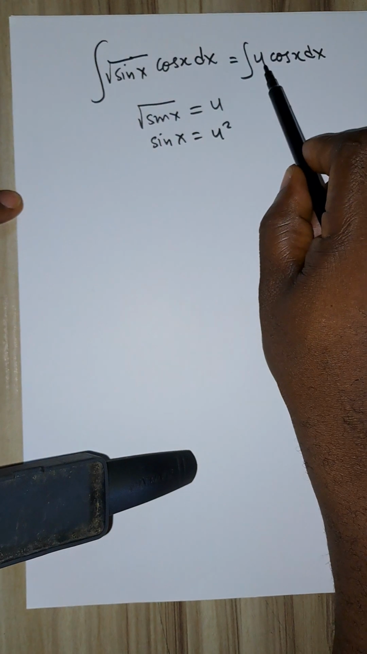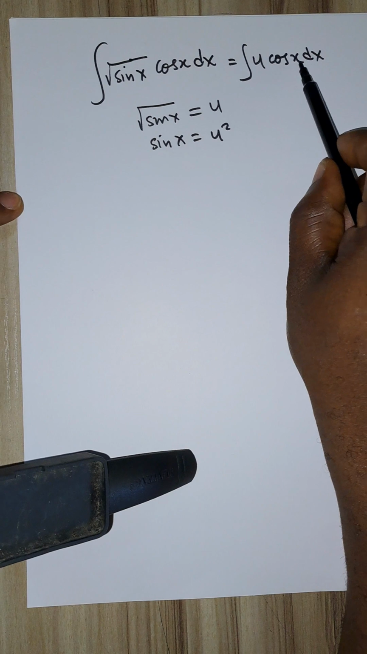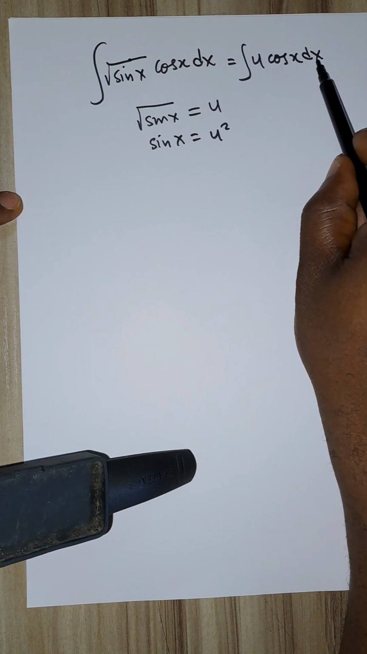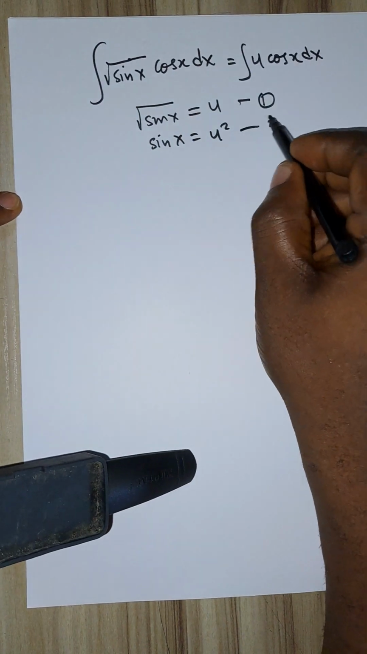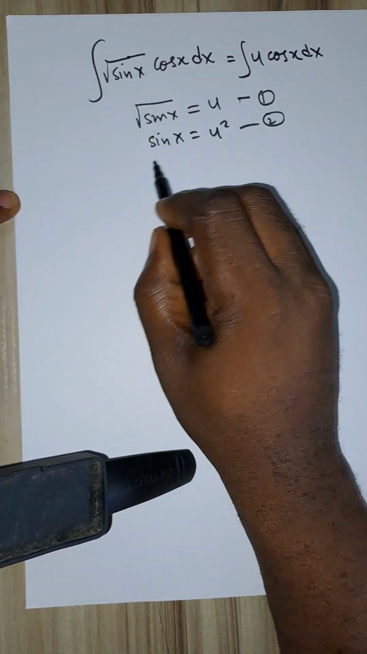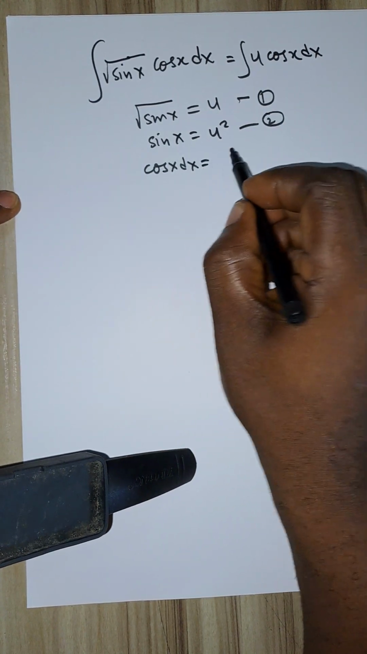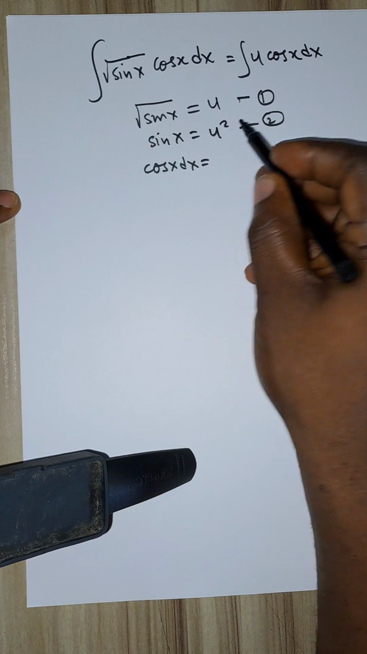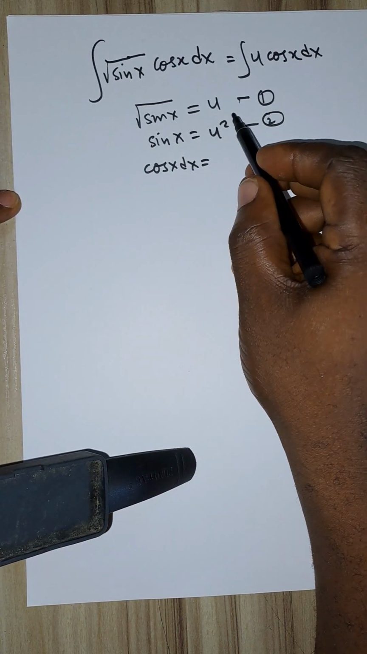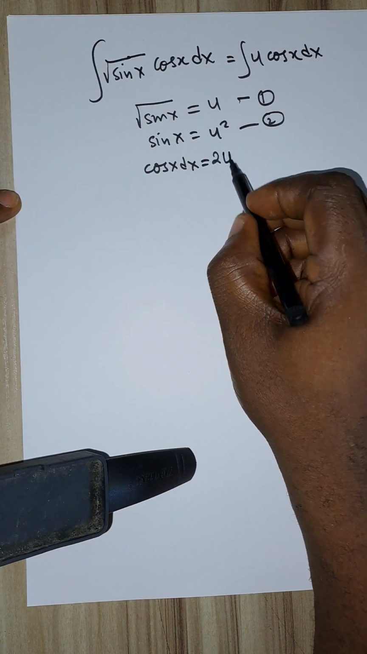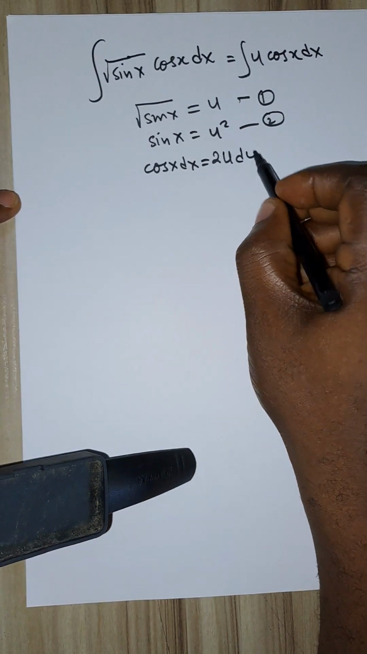So this function is in u now. So we try removing those in x, that is cosine x and dx. If you differentiate this, let's call this 1, let's call this 2. If you differentiate equation 2 and multiply by its differential, you have cosine x dx equals, if you want to differentiate a polynomial, it is a constant times exponent minus 1. So this will be 2 times u to the power of 2 minus 1. Then you multiply by the differential.